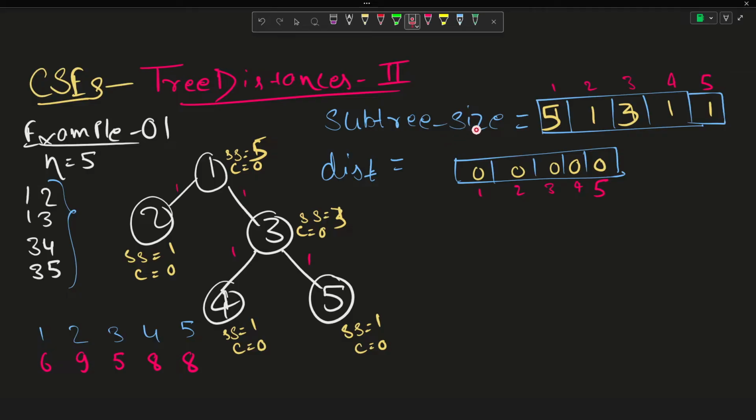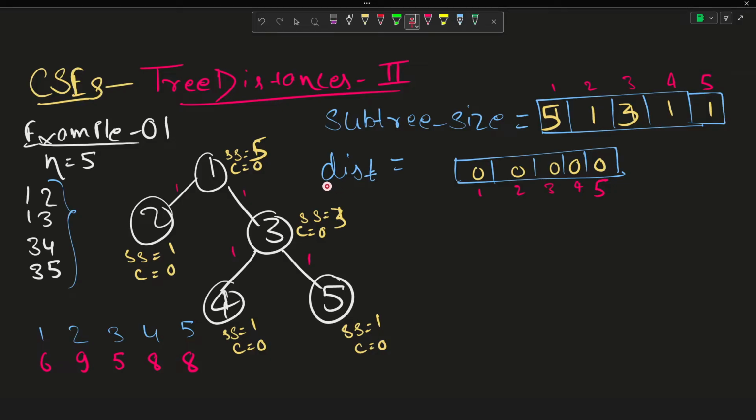So in this way we calculated the subtree size for every vertex for this tree when we started our DFS call from 1. It went from 1 to 2, and then again came back to 1, then went to 3, then to 4, then came back to 3, then went to 5, then came back to 3, then came back to 1, and then finally ended, right? So this subtree size array is now correctly holding the subtree size for every vertex. For 1 it is equal to 5, for 2 it is equal to 1, for 3 it is equal to 3, for 4 it is equal to 1, for 5 it is equal to 1.